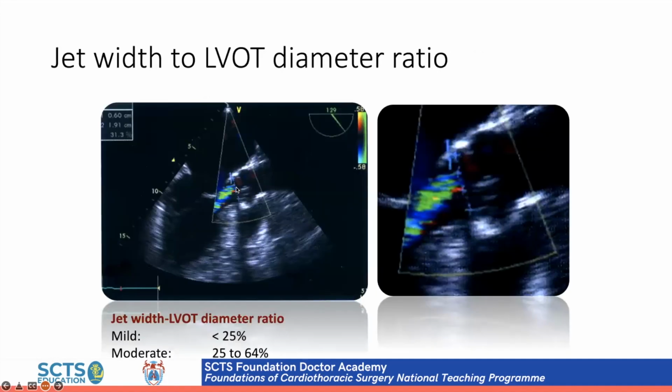What we measure here is the width of the jet. So here we have the left ventricular outflow tract, and we're measuring the proportion of the jet as opposed to the LVOT. If you have anything more than 65% of the LVOT, that's deemed severe. Mild is less than 25%, and 25 to 64% is moderate.